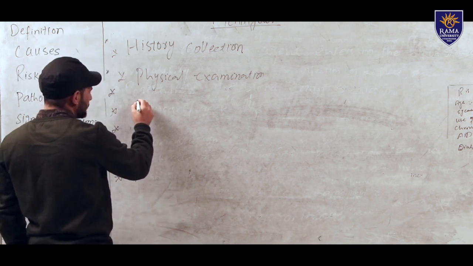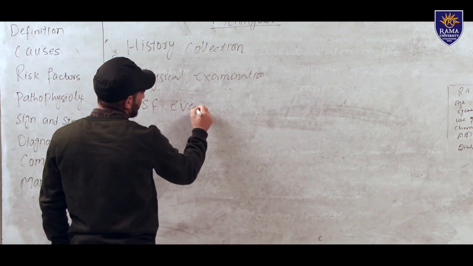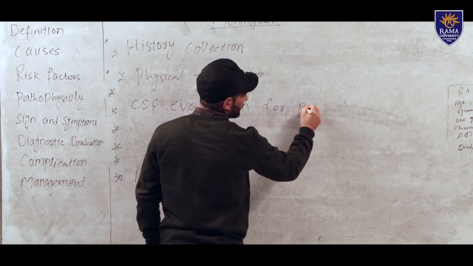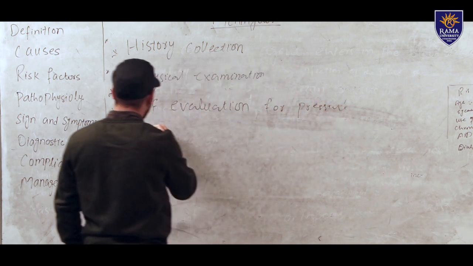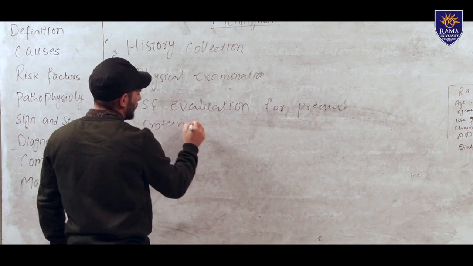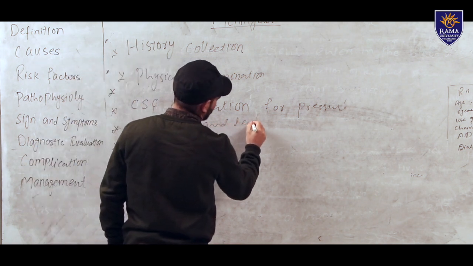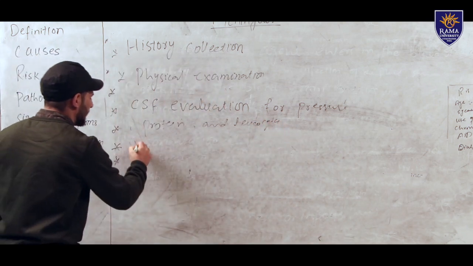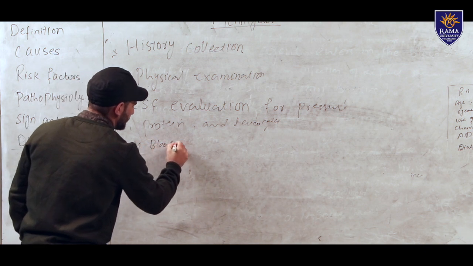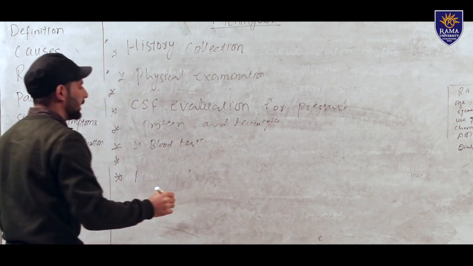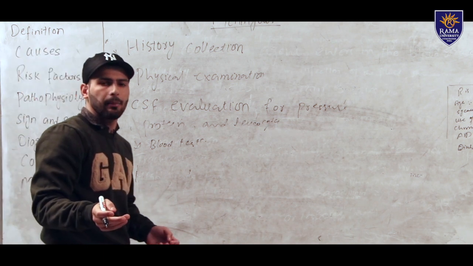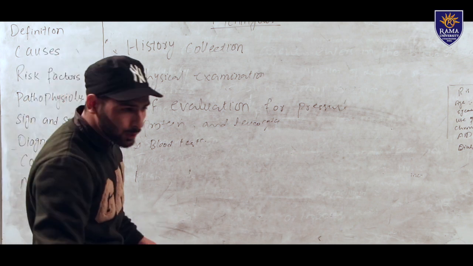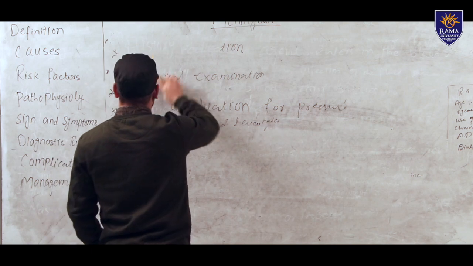After that CSF evaluation for pressure, protein and leukocytes. After that, blood test like CBC, MRI, MRI also done in the meningitis patient, and CT scan.